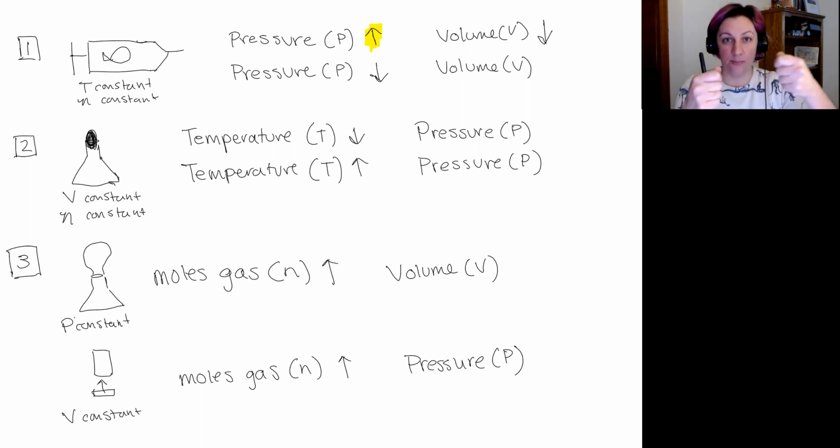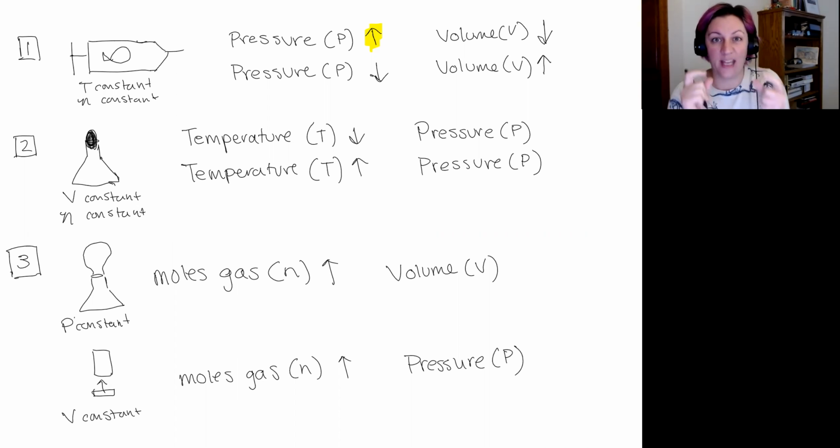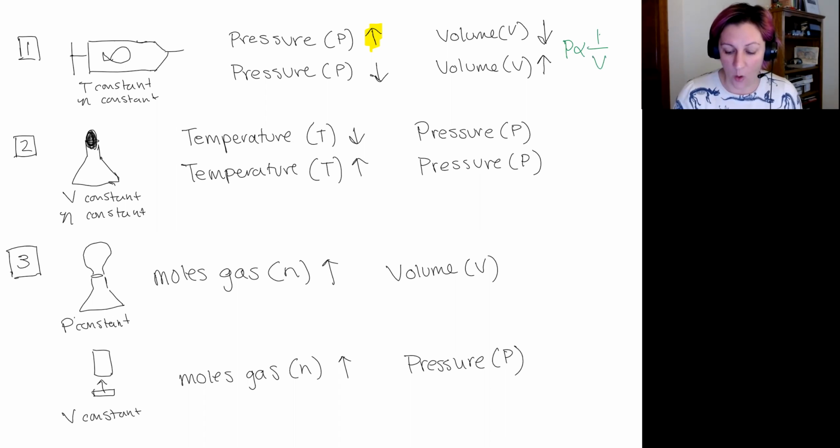And then when we brought that syringe handle back, we were able to see the gas inside it, the balloon, expand. So as the pressure decreased, our volume increased. And so we can see that we have a relationship between pressure and volume that is inversely proportional. As my pressure changes, I expect to see the opposite change happen in volume, or pressure is proportional to the inverse of volume.